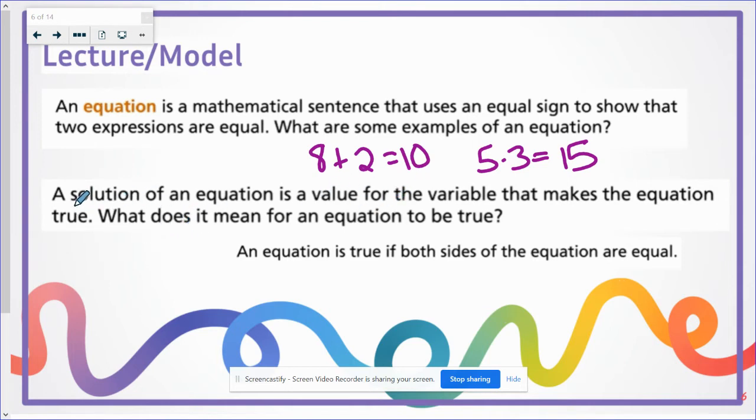A solution is a value of a variable that makes an equation true. So, to be true, that means that both sides need to be equal. For instance, say I have the equation x plus 2 equals 10. I need to think about what number I could put in for x and add it to 2 to get 10. And I'm hoping you guys are like me and are thinking 8. 8 would be the solution to this equation because if I plug it in for the variable, it makes it true.